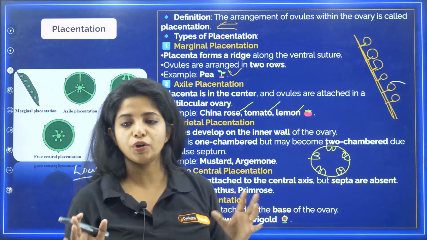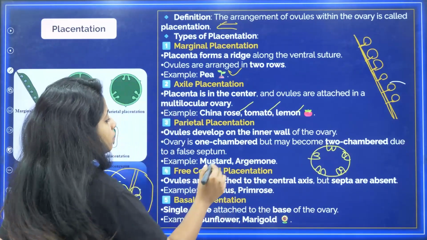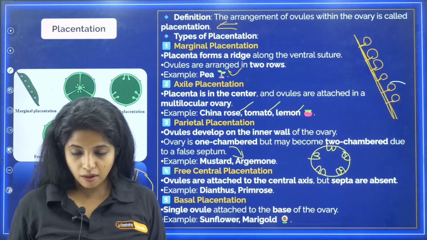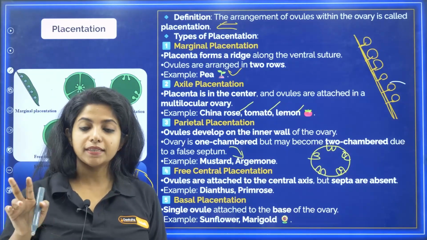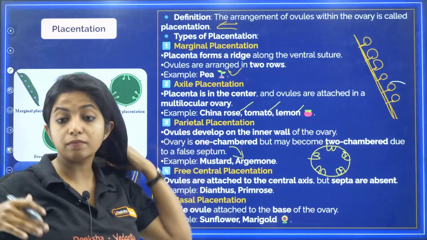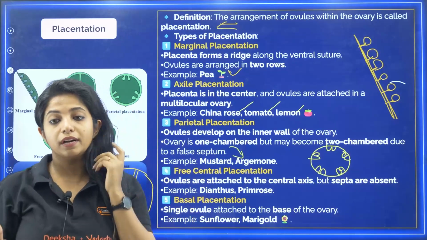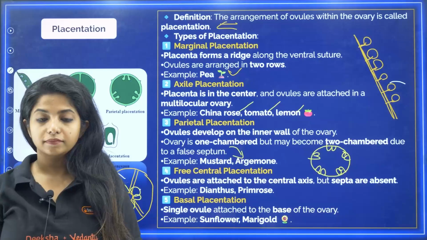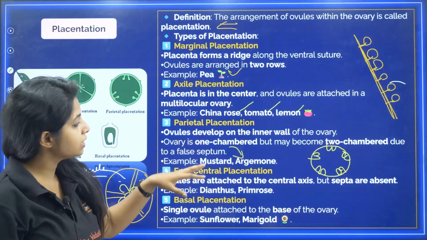In that case, it becomes what? 2 chambered. That is found in mustard and argemone. So please remember that in the condition where the ovary is usually 1 chambered, but appears to be 2 chambered because of a false septum, you can find that in mustard and argemone. Cool. Now you have free central placentation.